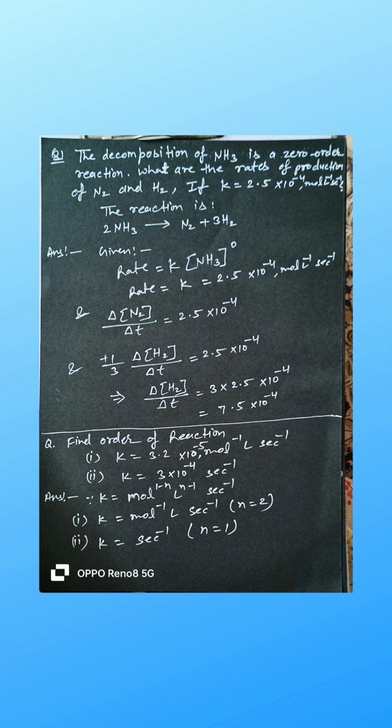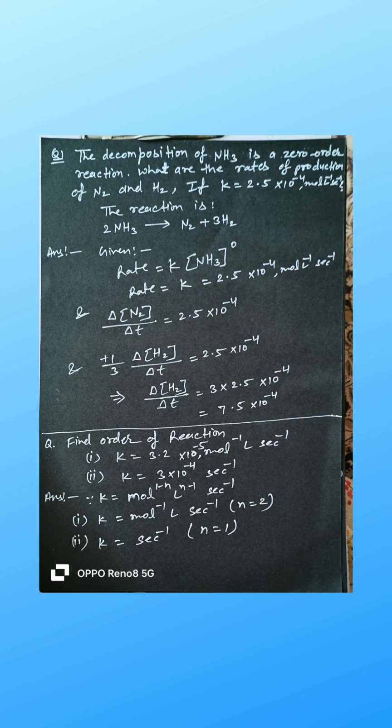Case 1, in the first case, the unit of the rate constant is given as mole inverse liter per second. Now, compare this with the rule. According to the rule, the power of mole is 1 minus n. Here, the power of mole is minus 1. This means 1 minus n is equal to minus 1. Now solve it. 1 minus n equals minus 1. From this, the value of n comes out to be 2. Therefore, the order of this reaction is 2.